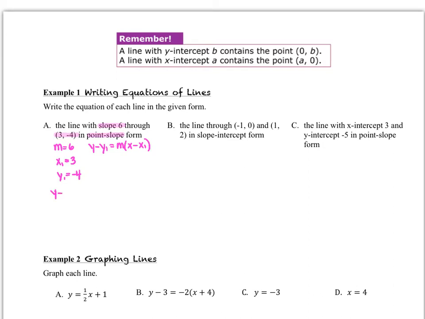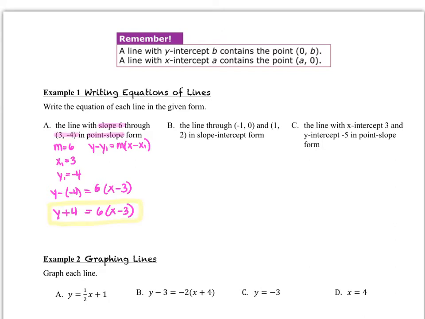y minus y1, which is negative 4, equals m, 6, times x minus x1, which is 3. And the only thing that we can do, of course, here is to simplify the minus minus in a row, and we've got our equation in point-slope form.